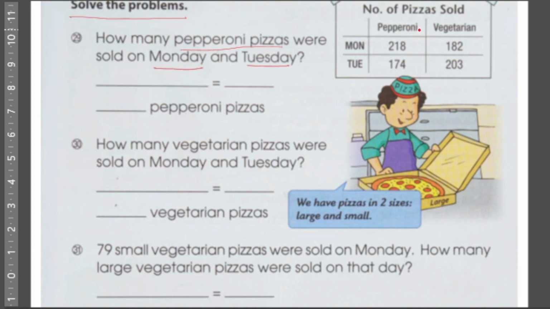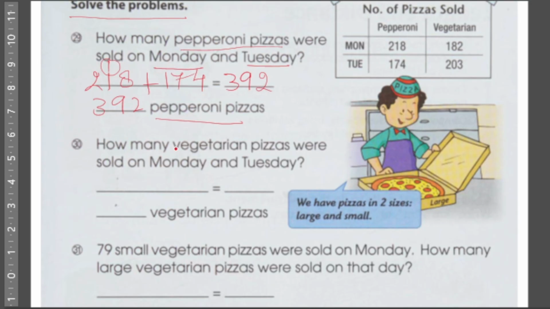So they ask how many pepperoni pizzas were sold on Monday and Tuesday. So we add these two numbers, 218 plus 174. So 8 plus 4, 12, carry 1. So 1 plus 1, 2, and 7 plus 2, 9. 1 plus 2, 3. So 392 pepperoni pizzas were sold on Monday and Tuesday.